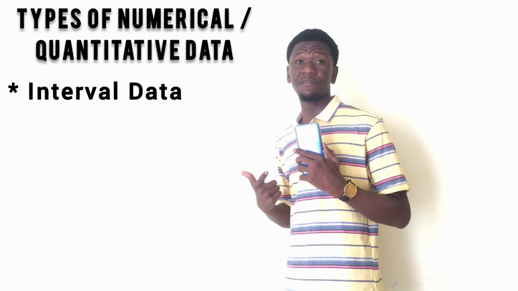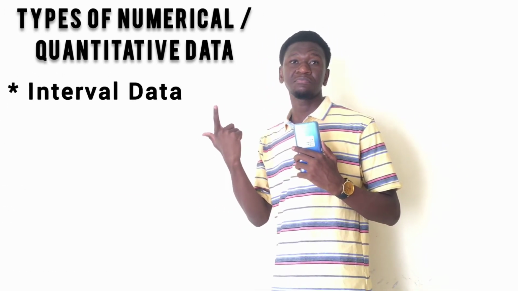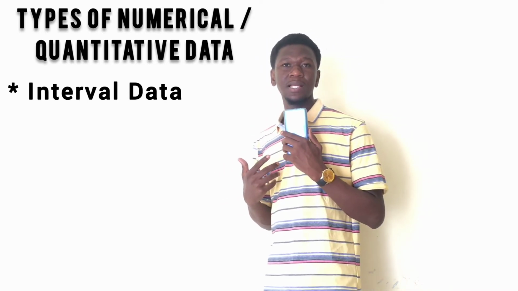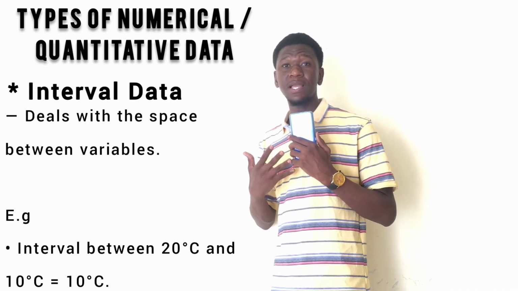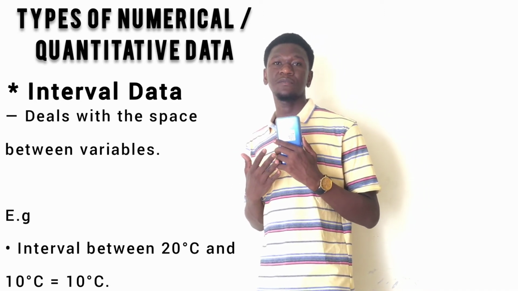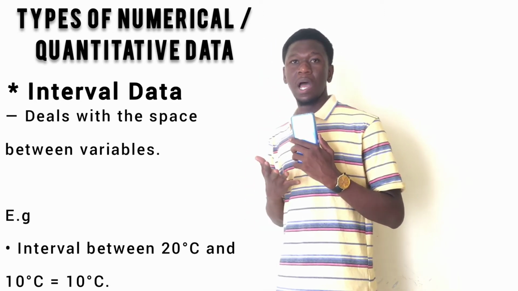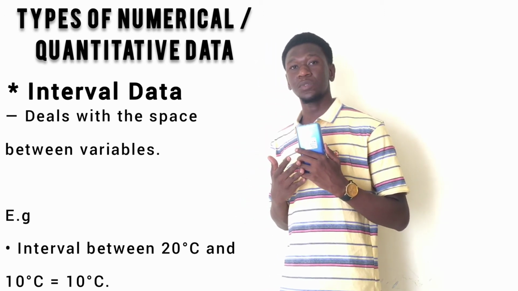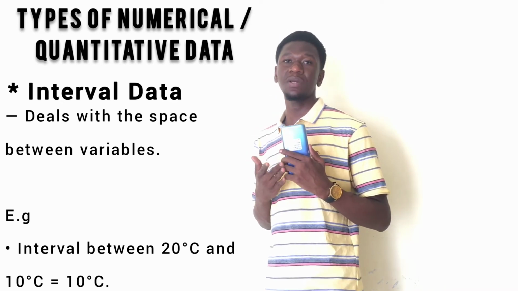And then you have interval attribute data. What is interval attribute data? Interval attribute data deals with the space between variables. For example, the interval between 20 degrees centigrade and 10 degrees centigrade is 10.